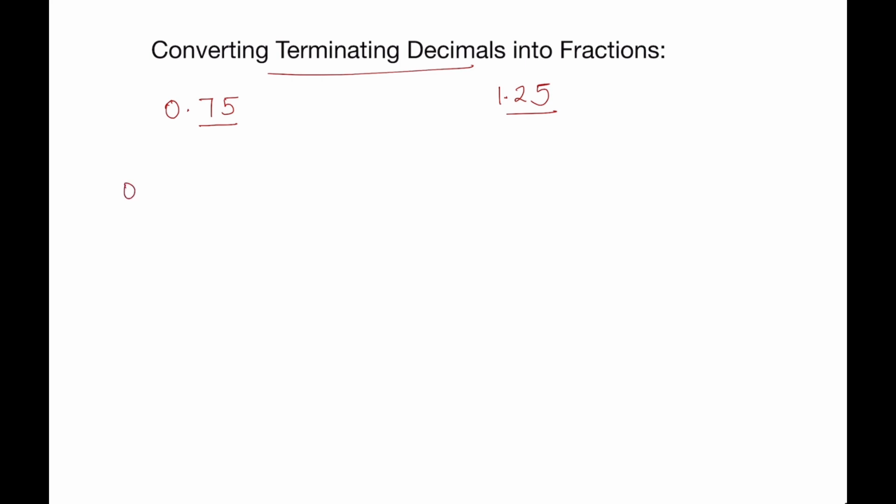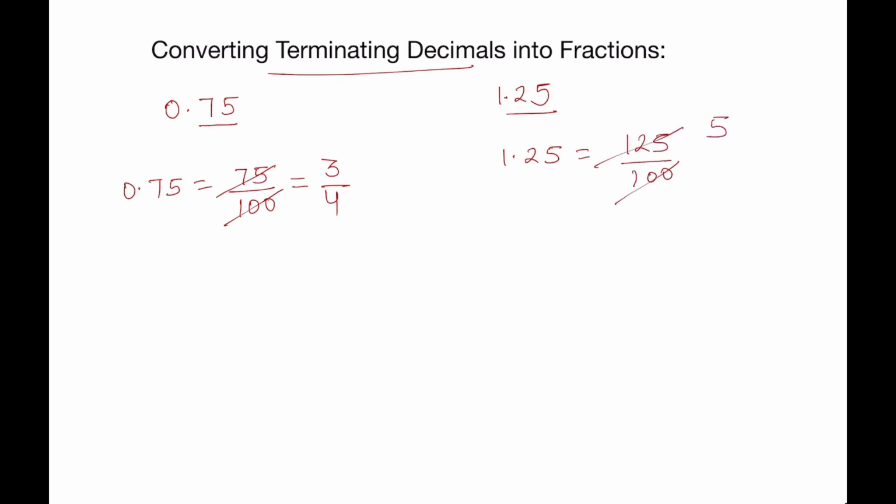So 0.75 is equal to, because here after decimal there are only two digits, 75 over 100. And we can simplify it like 3 over 4, because we can simplify it by dividing by 25. Now what about 1.25? So we can write it like this, 125 over 100. So it will come to 5 over 4.